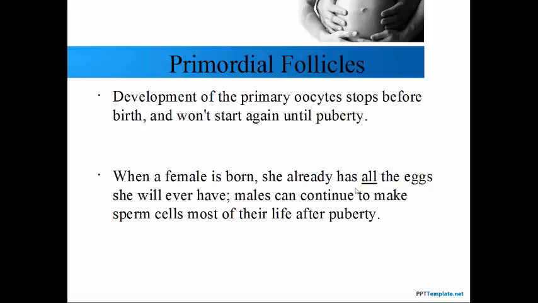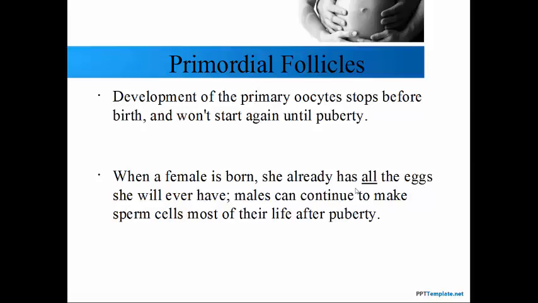Now, development of these primary oocytes will stop just before a female baby is born, and it's basically put on pause until that girl goes through puberty. Age 12, 13, 14, it just depends on that particular female. Development will basically stop just before the baby's born and not really do anything until 12 years or more later.